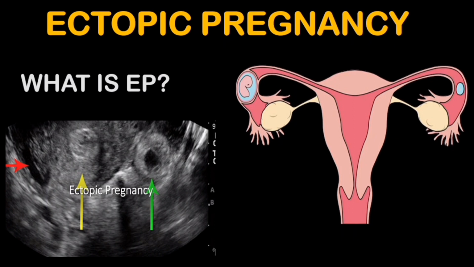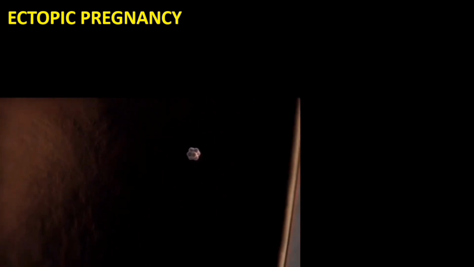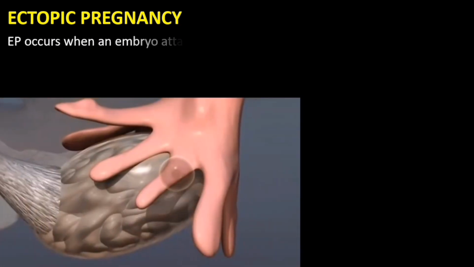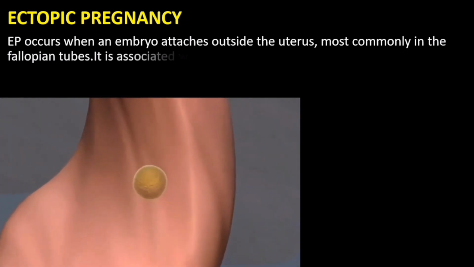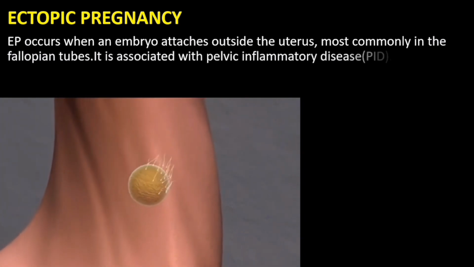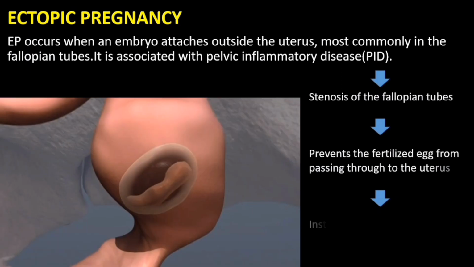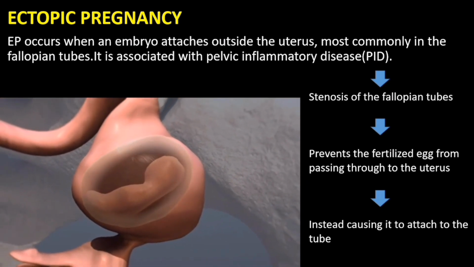Ectopic pregnancy occurs when an embryo attaches outside the uterus. It is most commonly in the fallopian tubes. It is frequently associated with PID, which is pelvic inflammatory disease, and it may lead to stenosis of the fallopian tubes. This prevents the fertilized egg from passing through to the uterus, instead causing it to attach to the tube itself.